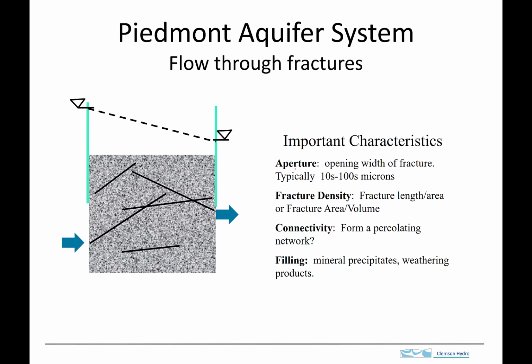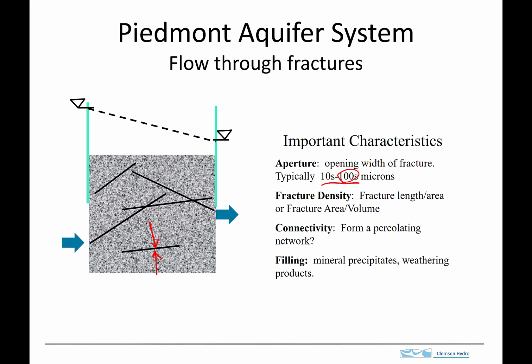One is the aperture of the fracture. What is the opening of the fracture? And what we'll see, so that would be the aperture right there, is that the aperture is typically in the tens of hundreds of microns. So remember, 1,000 microns is 1 millimeter. So 100 microns, a tenth of a millimeter. A sheet of paper is about 75 microns.